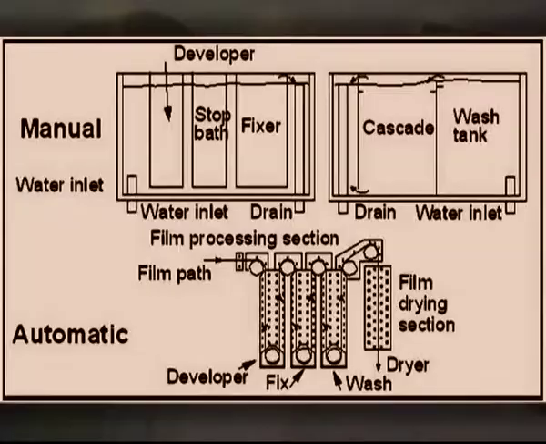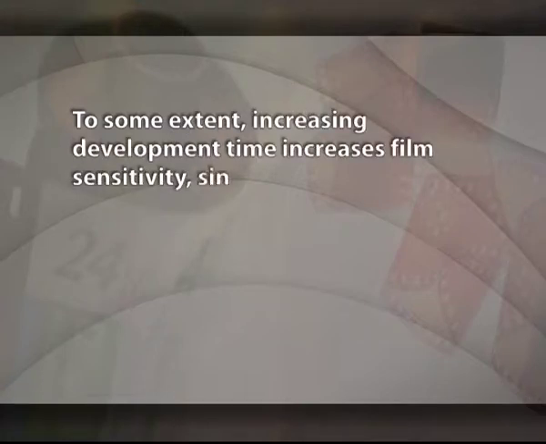Development time. When an exposed film enters the developer solution, development is not instantaneous. It is a gradual process during which more and more film grains are developed, resulting in increased film density. The development process is terminated by removing the film from the developer and placing it in the fixer. To some extent, increasing development time increases film sensitivity, since less exposure is required to produce a specific film density.